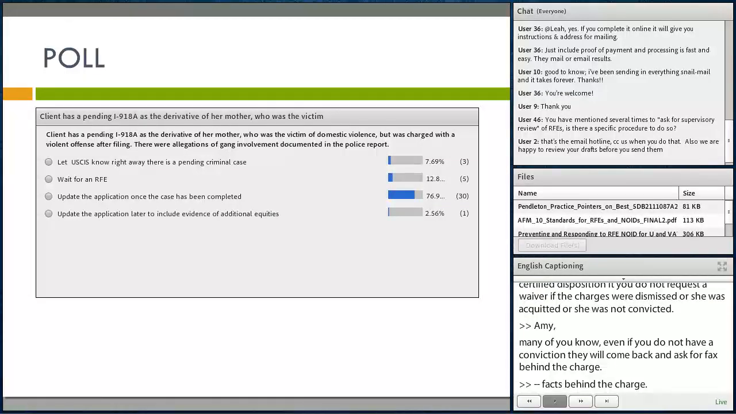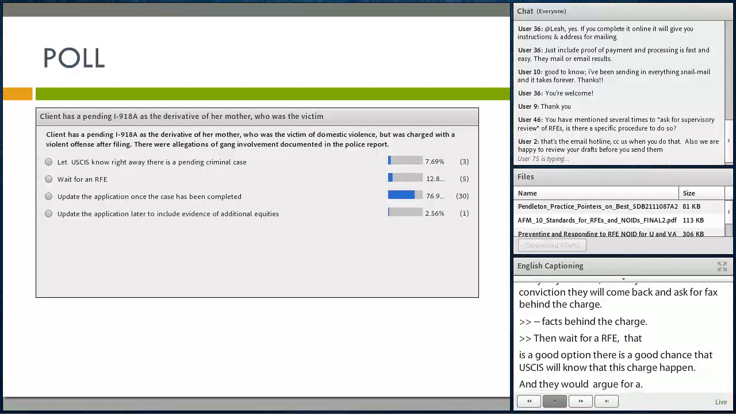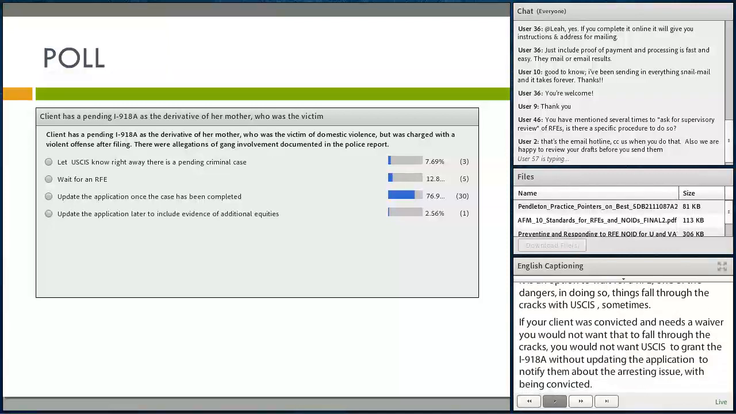And then one of the other options was wait for an RFE. That's also an option, right? I mean, there's a pretty good chance that USCIS is going to know that this charge happened and that they would RFE you for it. It is an option to wait for an RFE. I think that one of the dangers, perhaps, in doing so is that things do fall through the cracks with USCIS sometimes. And if your client was convicted and needs a waiver for the CIMT, you wouldn't want that to fall through the cracks. You wouldn't want USCIS to grant the 918A for your derivative client without your having updated the application to notify them about this arrest and conviction if she was convicted.